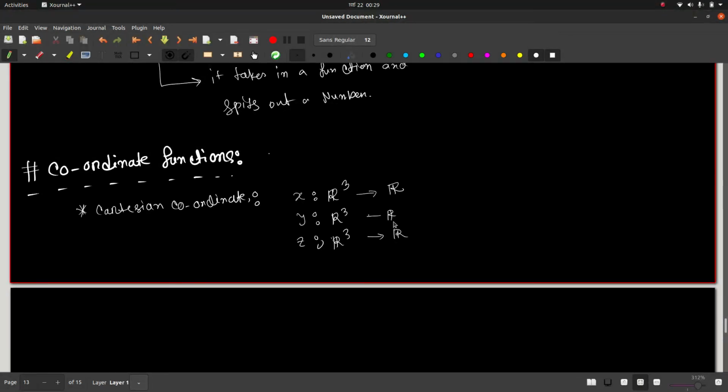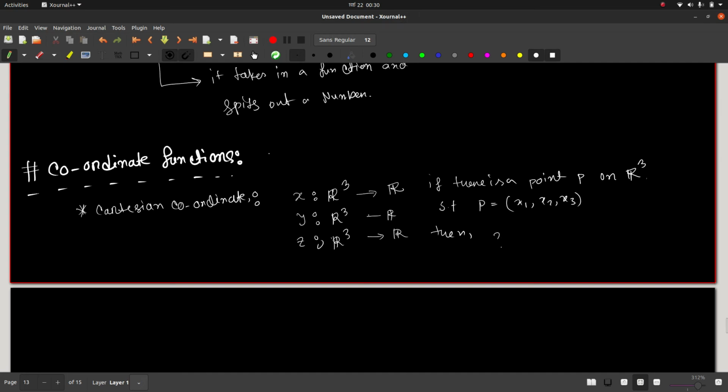And this mapping for x, y and z are defined as follows. So if there is a point P on R3, by R3 we mean the 3-dimensional manifold, such that P is denoted by x1, x2, x3, then under this mapping, P will be mapped to x of P.